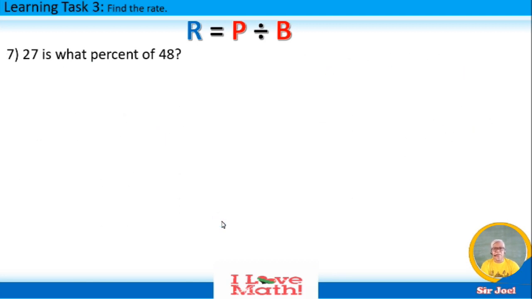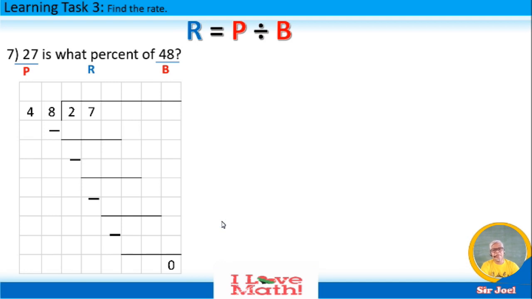Next, number 7. 27 is what percent of 48? What percent is the rate? 27 is the percentage. 48 is the base. To solve, we have 27 divided by 48. In this case, put a decimal point. Then how many zeros are to be added? 4. So, yan ang kinakailangan yung gawin. Okay? But then again, pag may sagot na kayo, huwag kakalimutang i-move ang decimal point ng 2 beses pakanan. So, that's number 7.